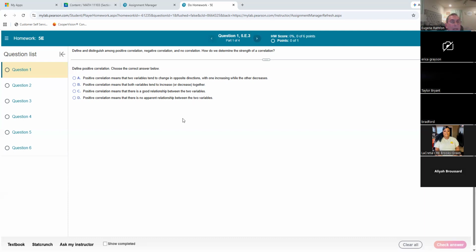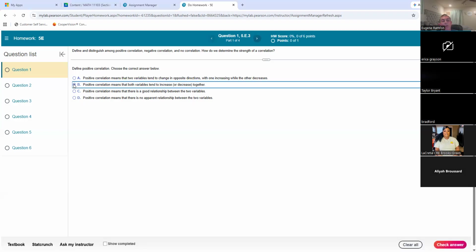All right, so I got an A and B. So let's see. So A meant they went in opposite directions, and B says they tend to increase or decrease together. So I will say this. Remember on positive, we said that they would either both increase together or both decrease together. So y'all on that one, we actually want B. I think the one y'all chose, A, I think that's actually going to be your negative. So let's check this one.